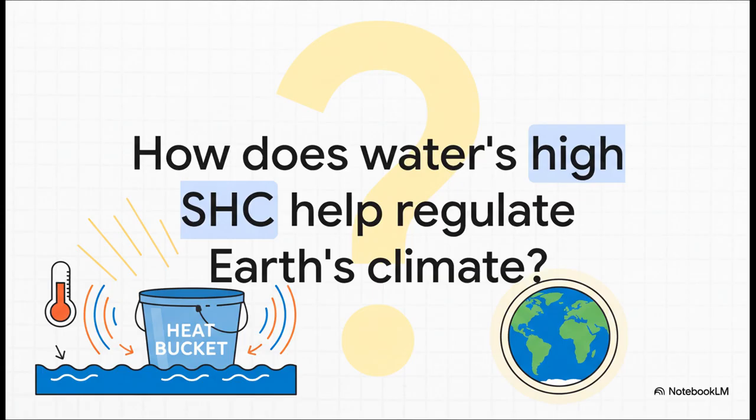Think about it. Our massive oceans are like those giant buckets from our analogy. They can soak up insane amounts of energy from the sun without their temperature shooting up. Then they release that heat really slowly, which stops our planet from having wild temperature swings. Honestly, without water's high specific heat capacity, life on Earth as we know it probably wouldn't exist. How cool is that?